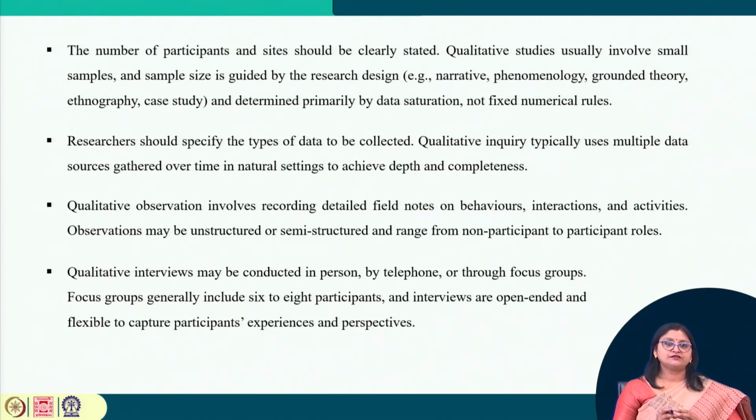So, qualitative interviews may be conducted in person, by telephone, through focus groups or other ways also, like online conferences, we can organize to conduct the interviews. Focus groups generally include 6 to 8 participants or maybe sometimes fewer than that, and the interviews are open ended and flexible to capture the participants' experience and perspectives.